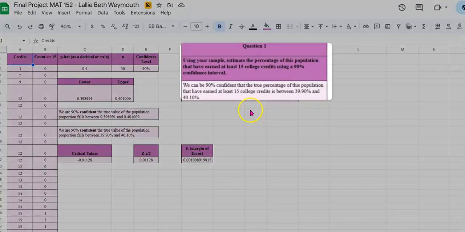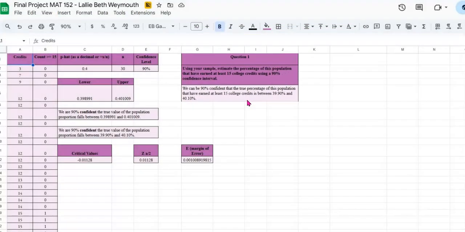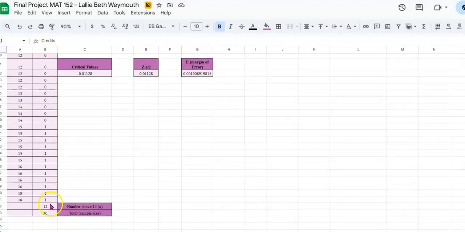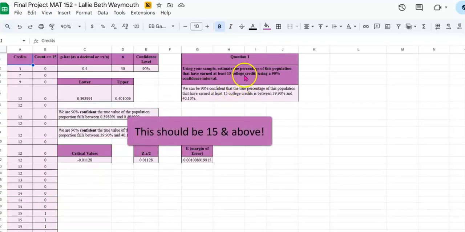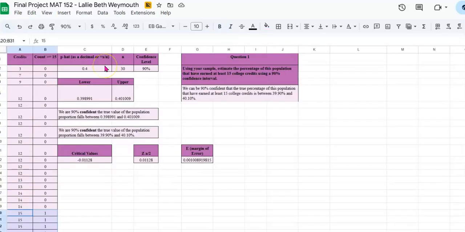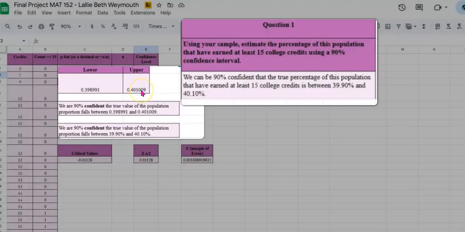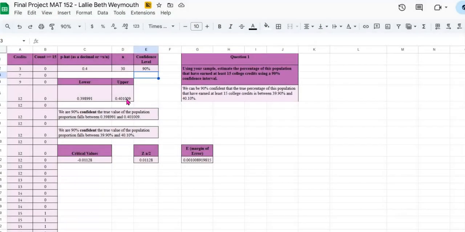Next, we have our confidence interval, and we are determining the percentage of the population that have earned at least 15 college credits. In this sample, we have 12 that have 15 or above, because we have to do at least 15. That is x over n, so 12 over 30 is 0.4. And then we can compute our confidence level. We were asked to use 90%. With this, we can be 90% confident that the true value of the population proportion is between 39.9% and 40.1%, and our margin of error is very low.